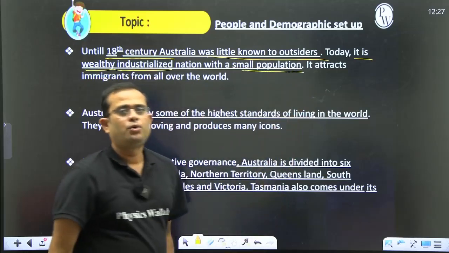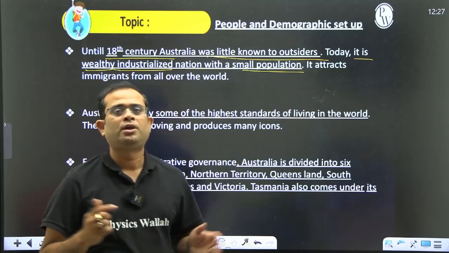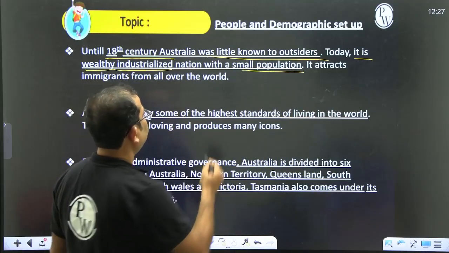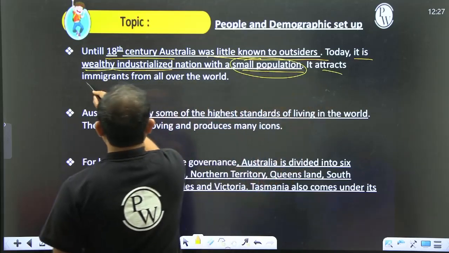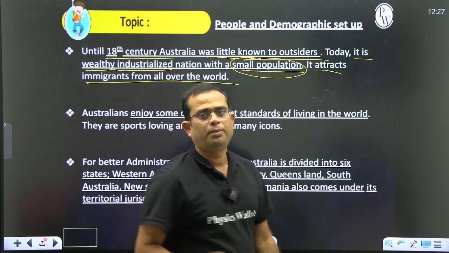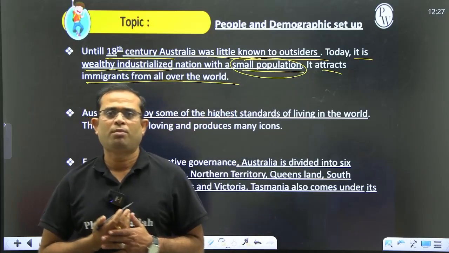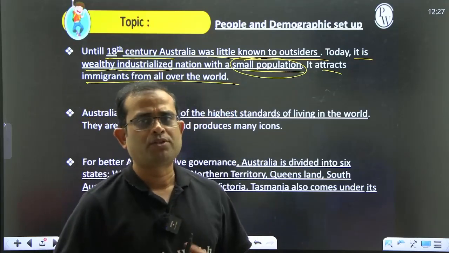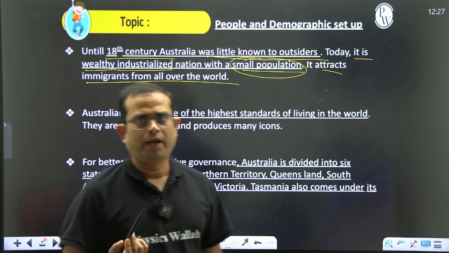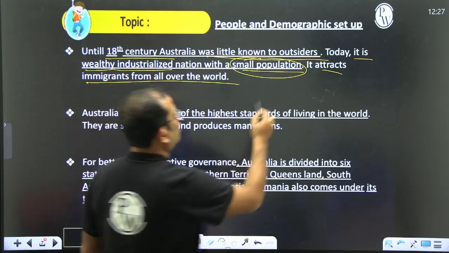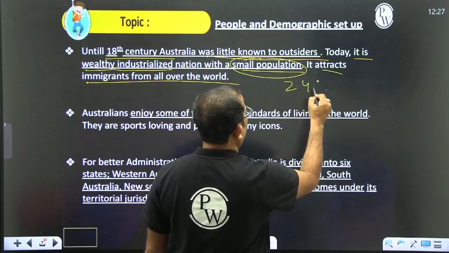If we say today, it is a wealthy, industrialized nation with a small population. With a small population, it attracts immigrants from all over the world. Regarding Australia's population, it is only about 2.4 crore, maximum 2.4 crore.